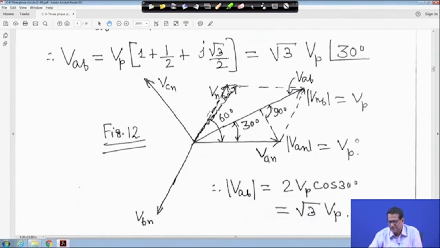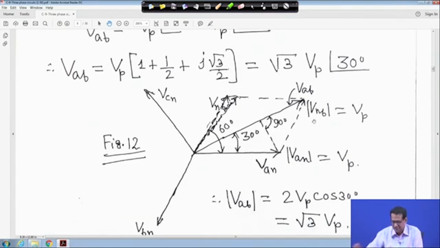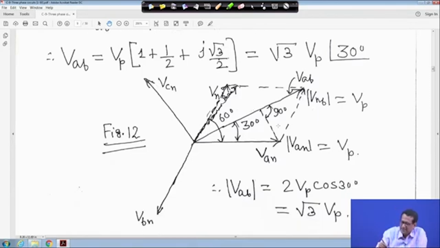Now if you look into this phasor diagram, suppose, it is very simple, just have a look, only understanding is required.